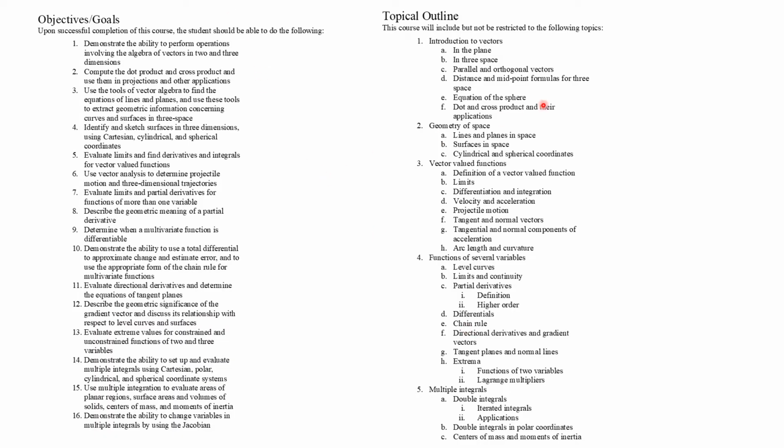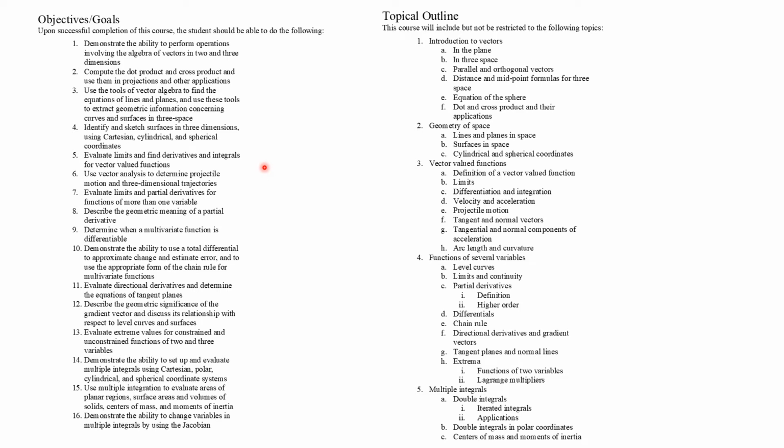We have a bunch of goals and topics. Upon successful completion of this course, the student should be able to demonstrate the ability to perform operations involving algebra of vectors in 2 and 3 dimensions, compute the dot product and cross product and use them in projection and other applications. Use the tools of vector algebra to find equations of lines and planes, and use these tools to extract geometric information concerning curves and surfaces in 3 space. Identify and sketch surfaces in 3 dimensions using Cartesian, cylindrical, and spherical coordinates.